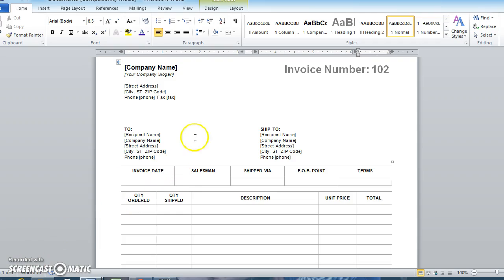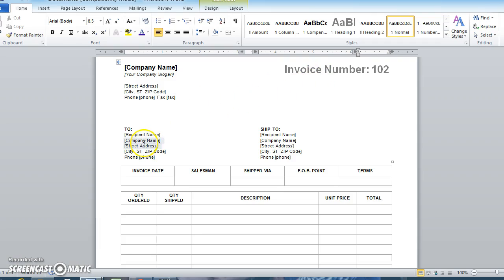So this is the basic layout of an invoice. First, at the top we have the seller's identification, which includes their name, address, phone number, things like that. And then over here we have the seller's invoice number, which is just an identification number of the transaction for the seller.